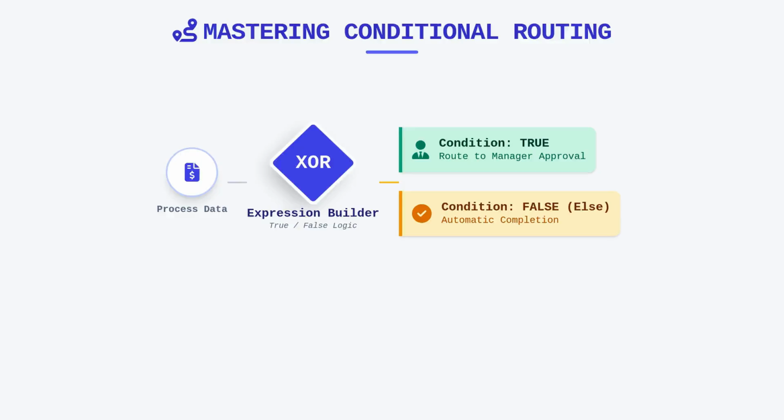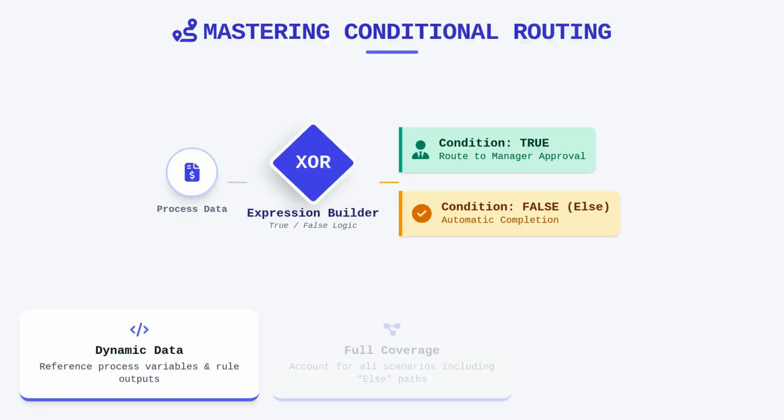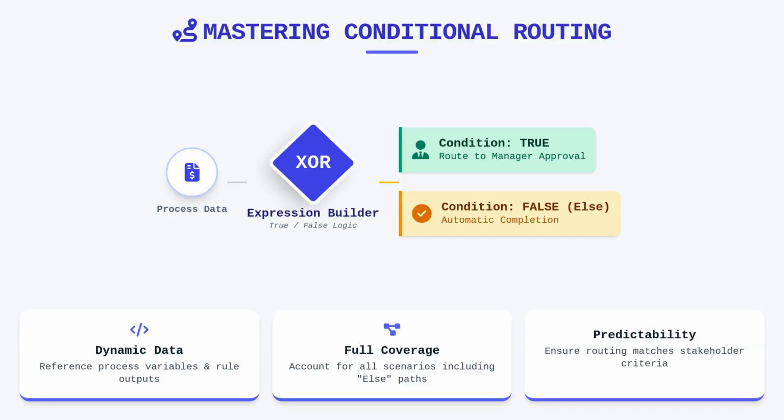The expression builder allows you to reference process variables and rule outputs, creating a dynamic environment where the flow of work adapts to the data currently being processed. By meticulously defining these conditional expressions, you ensure that the workflow remains predictable and that each task is routed to the appropriate destination based on the criteria specified by your stakeholders.